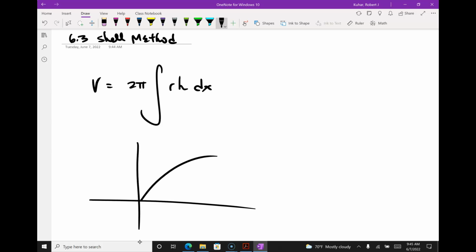The width of the rectangle, exactly. So there's my rectangle. This is my region, whatever it is. This is the region I'm rotating, about the y-axis. Notice my rectangle is parallel to the y-axis. Shells are parallel. That's what you're going to remember.